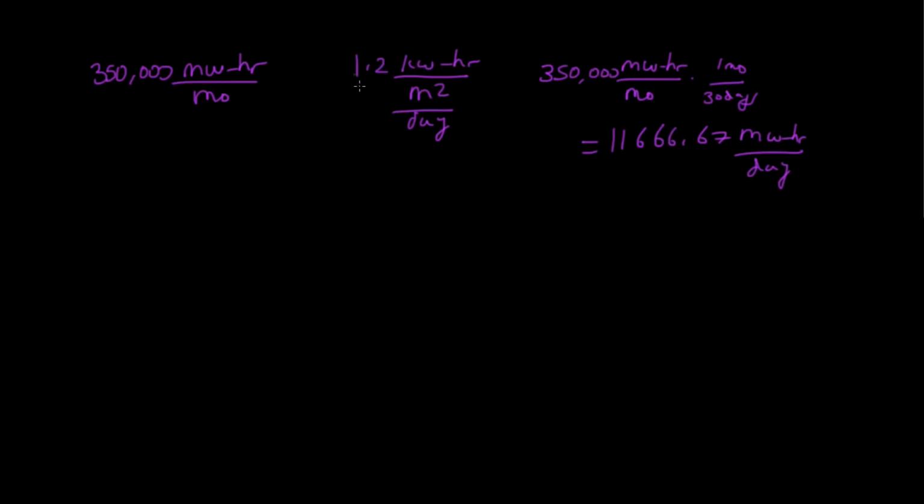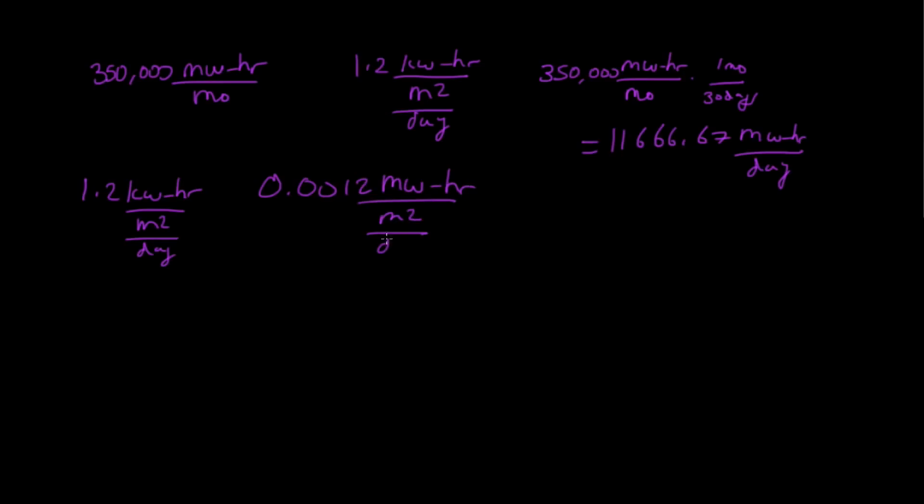And I'm going to change this guy to megawatts. Let's go ahead and do that here. 1.2 kilowatt hours per meter squared per day. And I'm going to change this to megawatt hours, so I'm going to move the decimal point over 3 times. So 0.0012 megawatt hours per meter squared per day. And megawatt hour, day, meter squared is area. Okay, I think that's all I need.